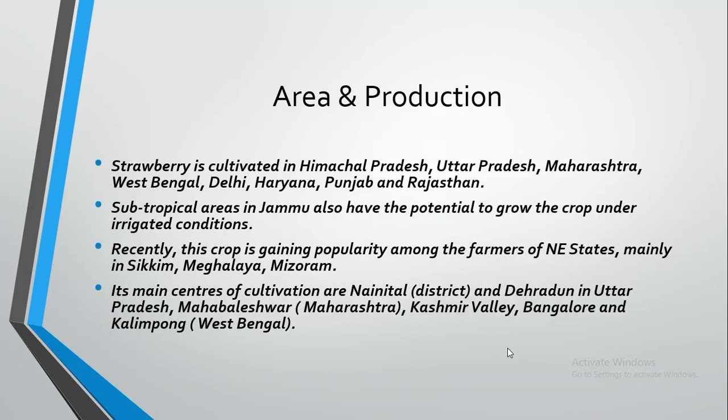Now, area and production. So it is basically propagated in hilly regions like Himachal Pradesh, Uttar Pradesh, whereas in other states like Maharashtra, West Bengal, Delhi, Haryana, it can be cultivated both in open field condition as well as in protected conditions. Whereas the cultivation in protected conditions is more preferred. Subtropical area in Jammu also have the potential to grow the crop under irrigated condition. And its main centers of cultivation are Nainital and Dehradun.